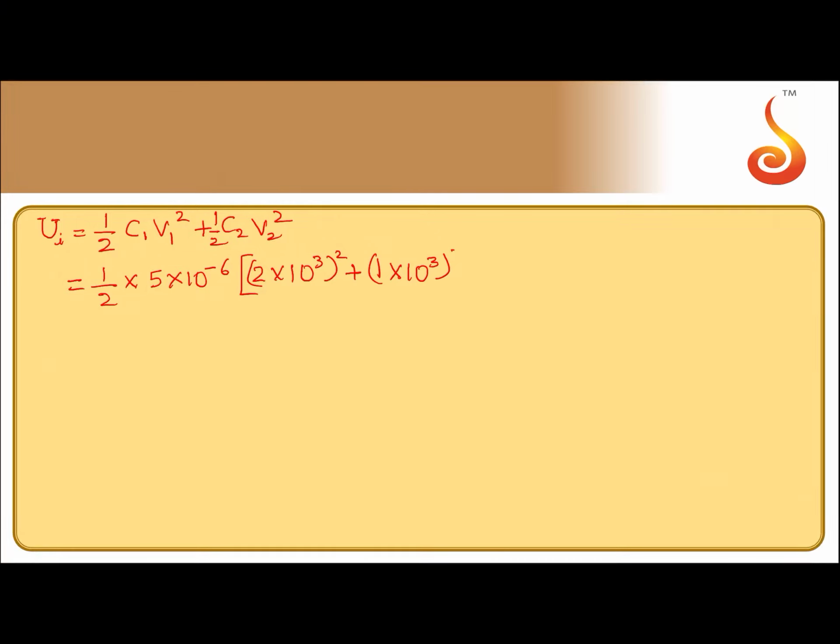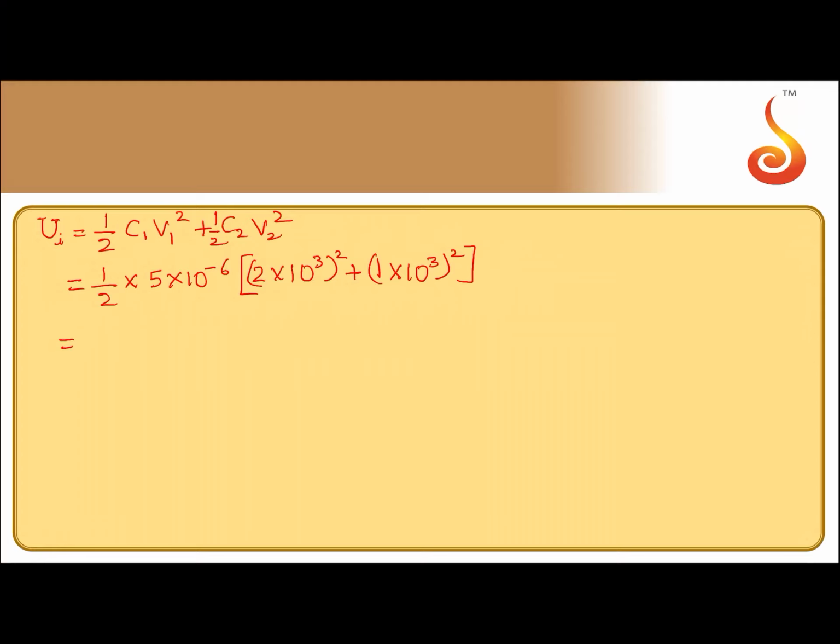So, initial energy of the system Ui is equal to half C1 V1 square plus half C2 V2 square. C1 and C2 are the same, so I can take that common: half into 5 microfarad, that is 5 into 10 to the power minus 6, then V1 square, 2 kilovolt, that is (2 into 10 to the power 3) whole square, plus V2, 1 kilovolt, (1 into 10 to the power 3) whole square.